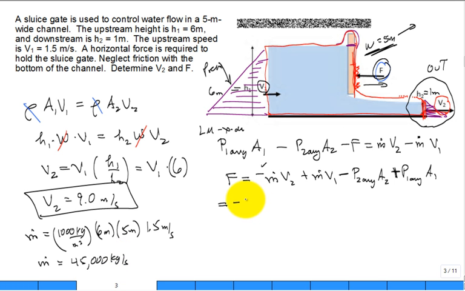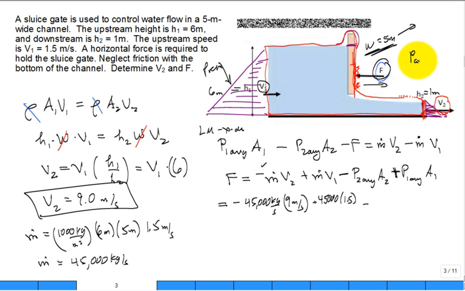Okay, so we're going to have minus 45,000 kilograms per second times V2. V2 is our 9 meters per second. Then we're going to have the 45,000 times 1.5. Then we'll have minus, what's the average pressure at 2? P average at 2. It's going to be 1/2 rho g H2, isn't it? And so you calculate the P average at 2, it's like 4.905 kilonewton, and then you multiply by the area at 2, which is height 1 meter times the width of 5, you get 5 meters squared.